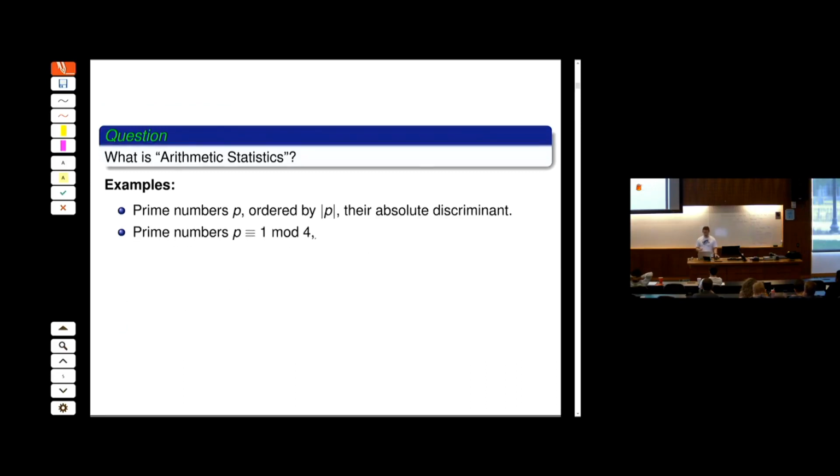So for instance, we'll start with prime numbers, and prime numbers, you can order them by their absolute value. That's not an absolute discriminant. That's why I wrote absolute value.